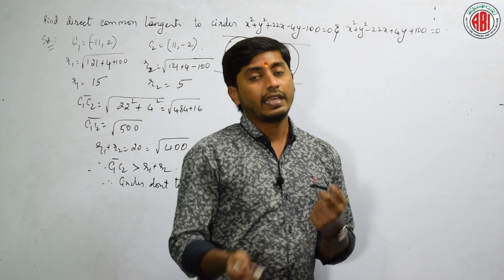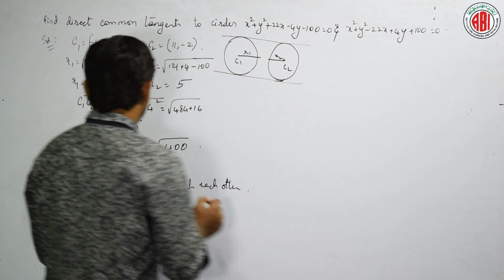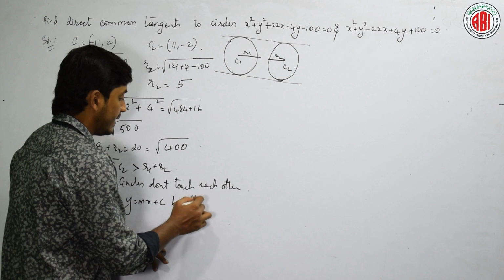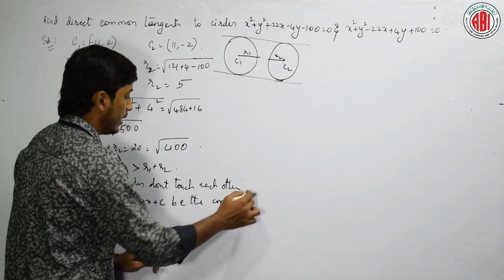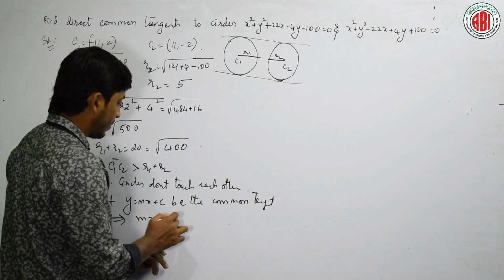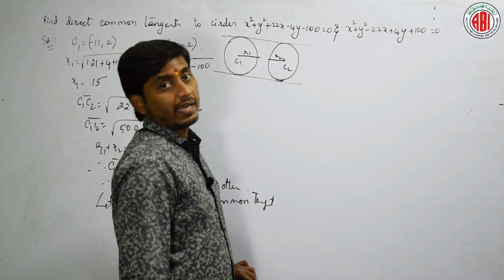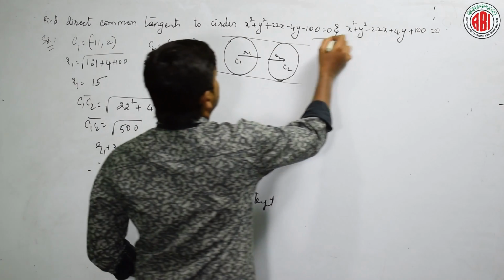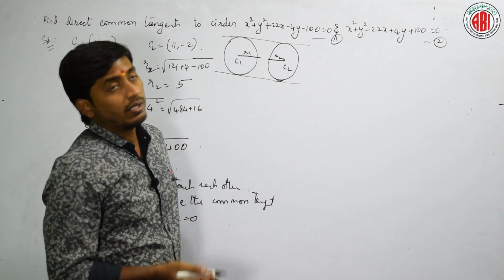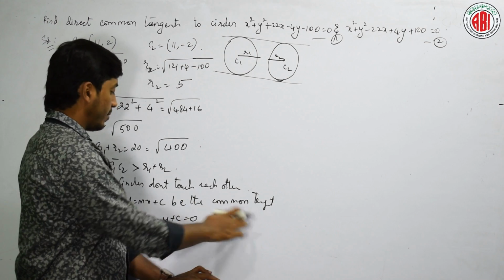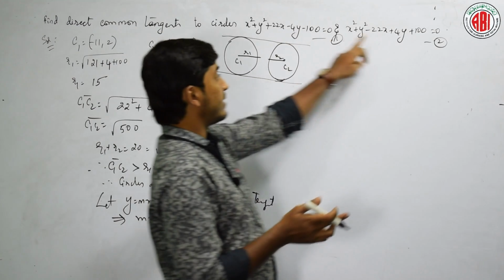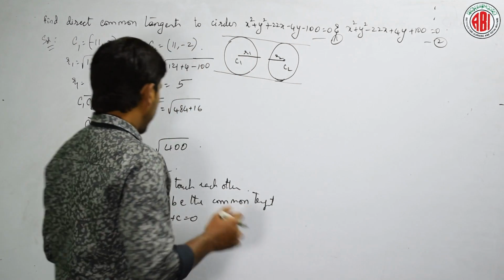How do we find them? Let us assume an equation, let y equal to mx plus c be the common tangent. So, can I write it as mx minus y plus c equal to 0? Yes. Let us assume this as equation 1 and this as equation 2. Clear? Now, we are telling that let this be the common tangent to both the circles. So, I can tell this equation is a tangent to this and this.